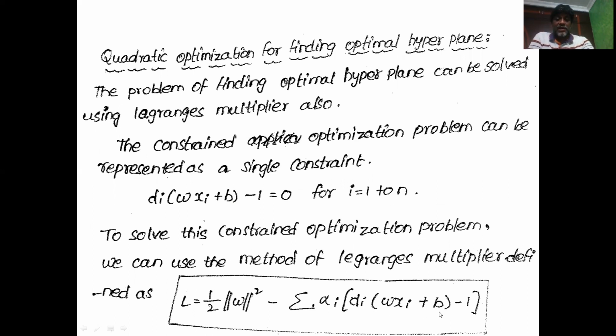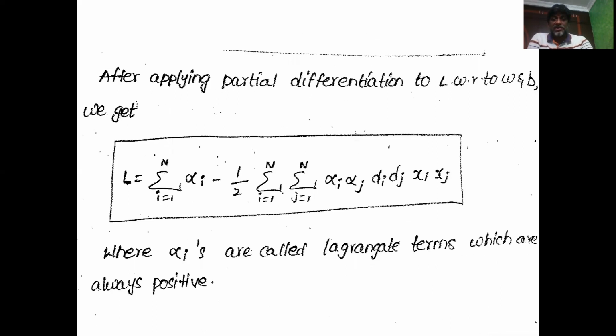So if we apply partial differentiation to this equation with respect to w, then we get L is equal to summation i equals 1 to n alpha i minus half into summation i equals 1 to n, j equals 1 to n alpha i into alpha j, di into dj, xi into xj, where alpha i are the Lagrange's terms, di and dj are the responses, expected responses or desired responses, and xi and xj are the input vectors.